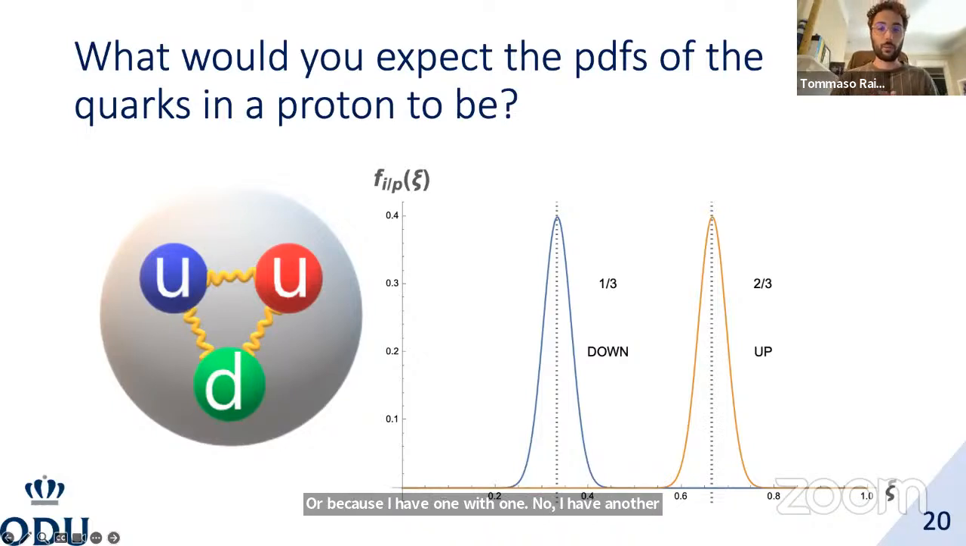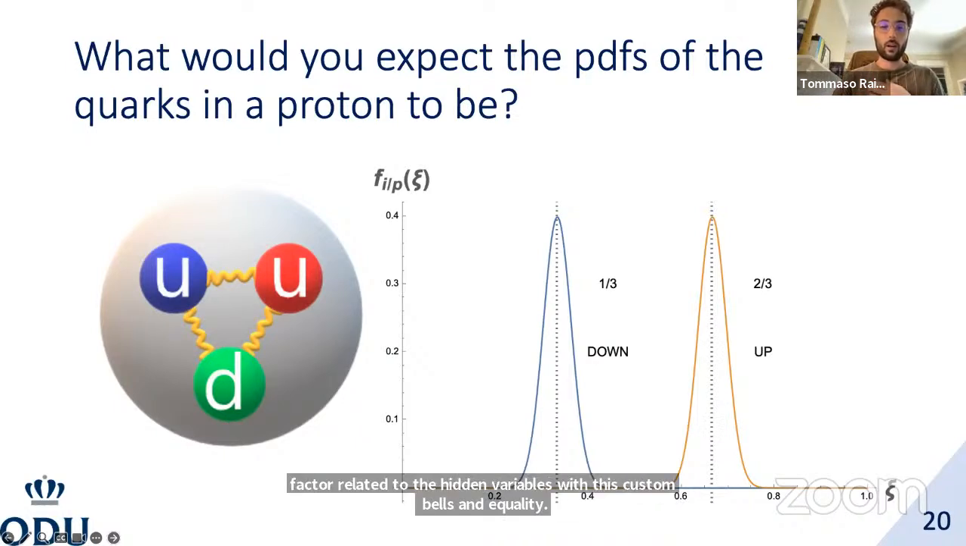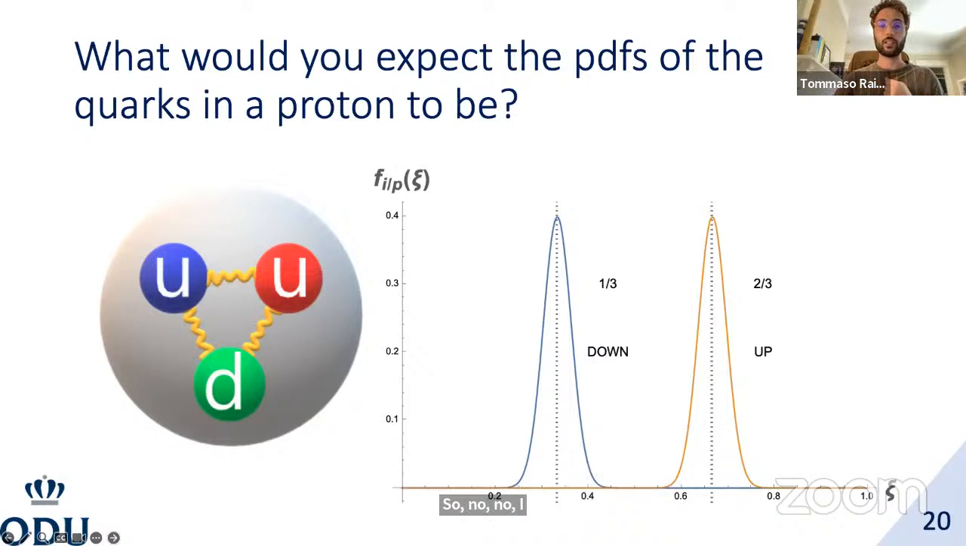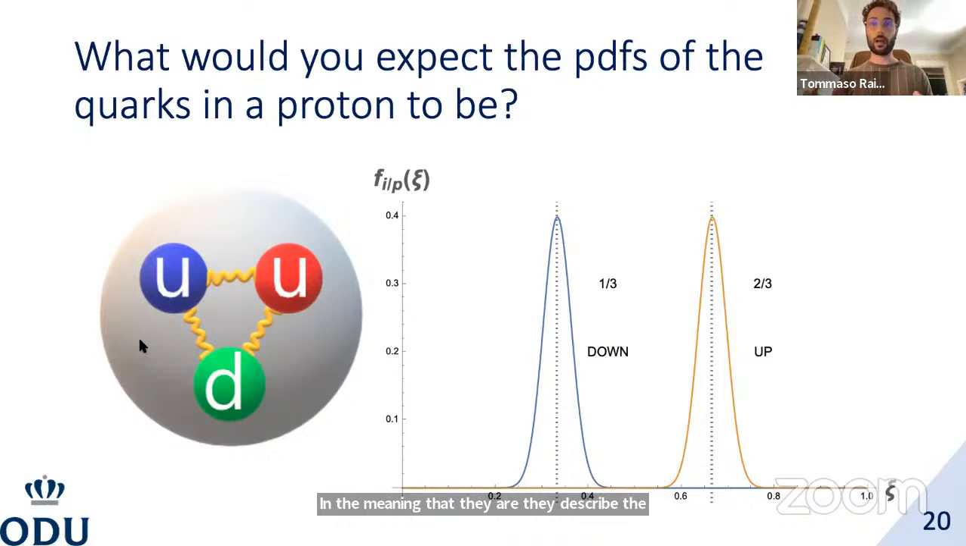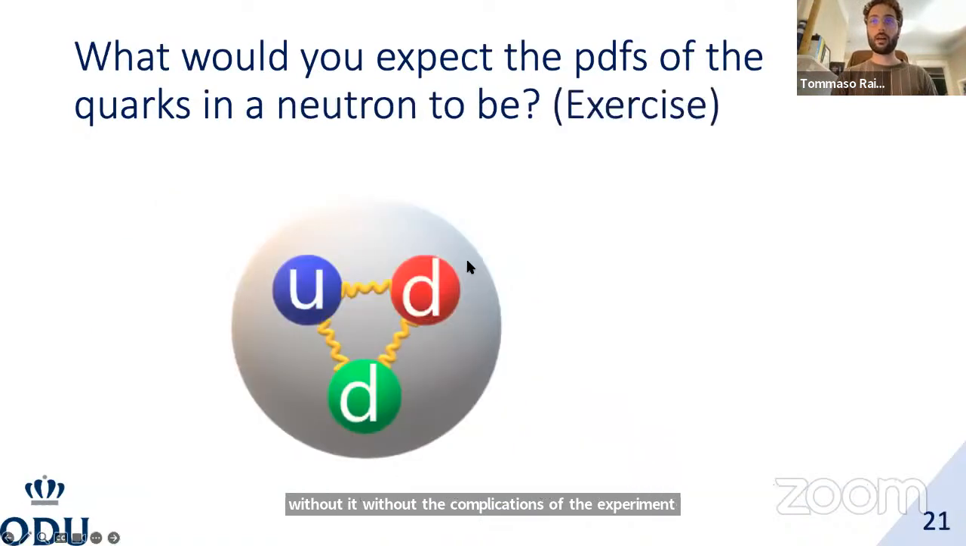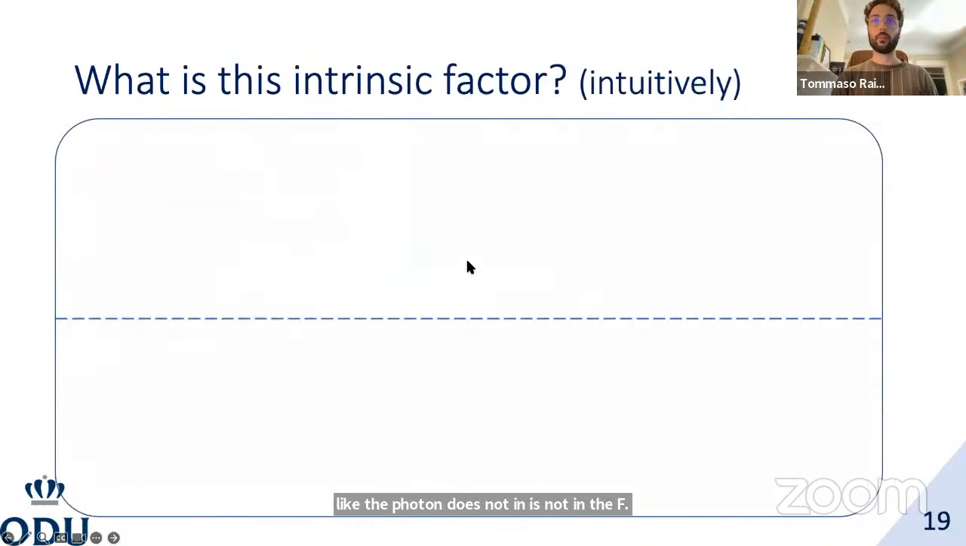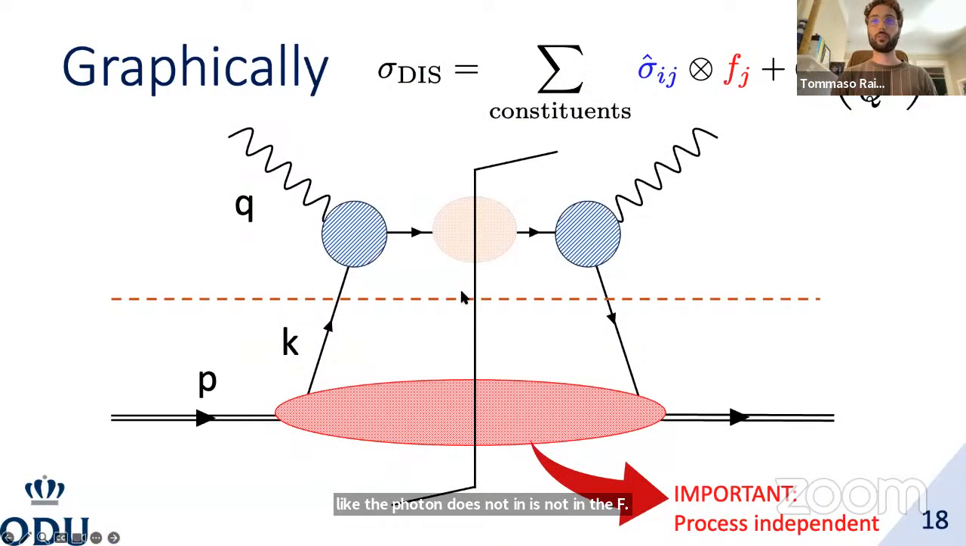Since we're talking about photons, are these intrinsic factors related to the hidden variables we discussed in Bell's inequality? So no. I'm just calling them intrinsic in the sense that they describe the target without the complications of the experiment. Let me go back to this graph here.